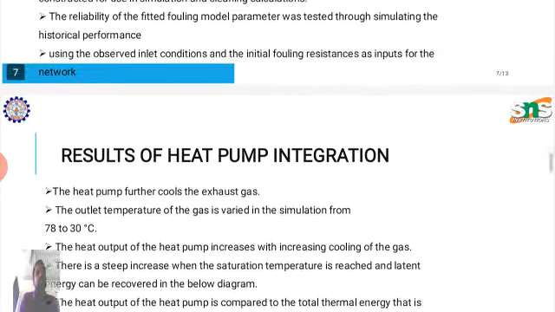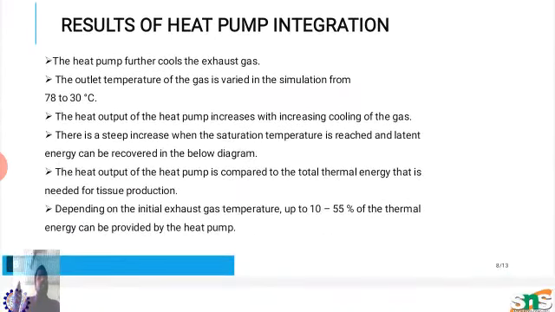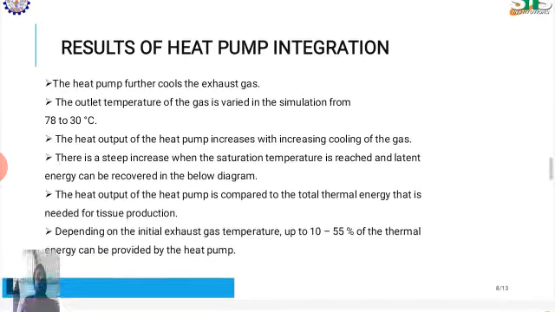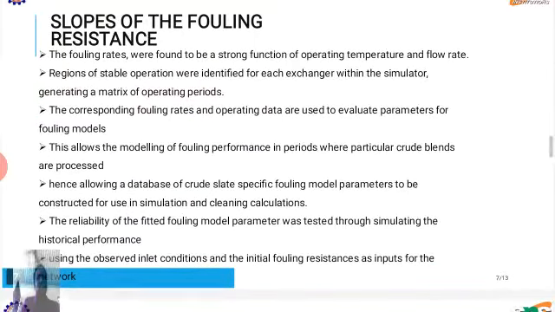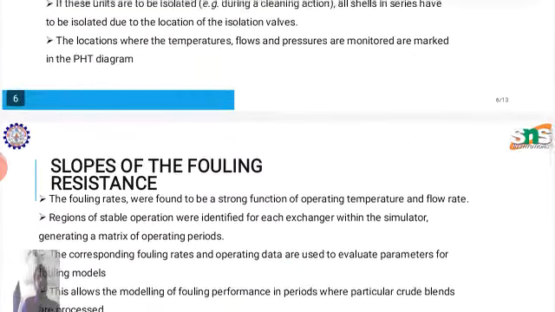Next, the result of heat pump integration. First, we get to the simulation and scheduling. The study evaluated the scenario where the PHT is operated without any cleaning modifications.